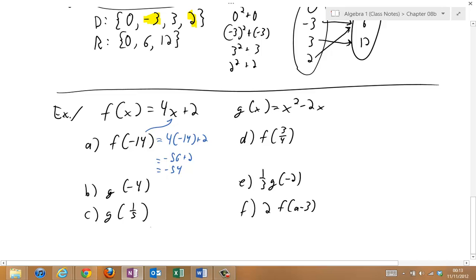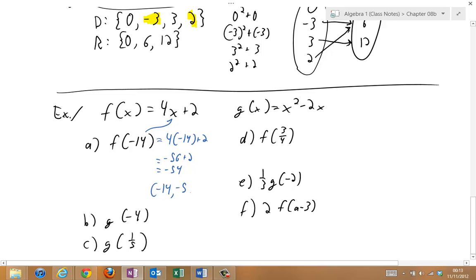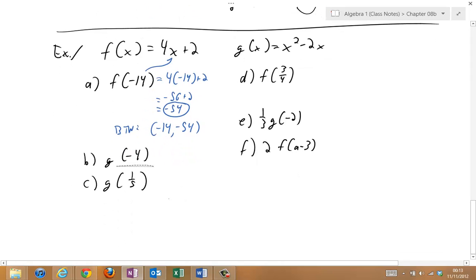What this also means, FYI, is that I've actually generated an ordered pair. My ordered pair would be negative 14 and negative 54. Now, the answer to the question, the thing you would circle, is this, because this is saying, what is f of negative 14? And you would say f of negative 14 is the same thing as negative 54. But this is kind of a little BTW, by the way. Just to keep in the back of your heads, this is actually an ordered pair. Negative 14, negative 54. Okay.